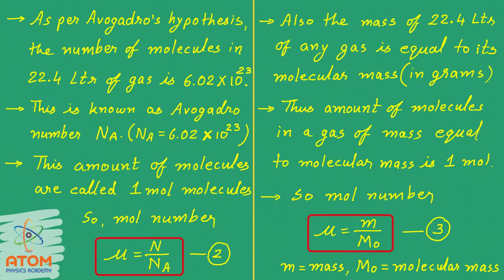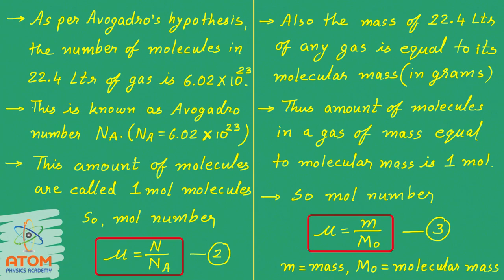This amount of molecules is called 1 mole of molecules. It means when the number of molecules is 6.02 × 10^23, then it is known as 1 mole of molecules. So now mole number can be written as mu = N/Na. N is total number of molecules, whereas Na is Avogadro number. So this ratio gives you mole number.